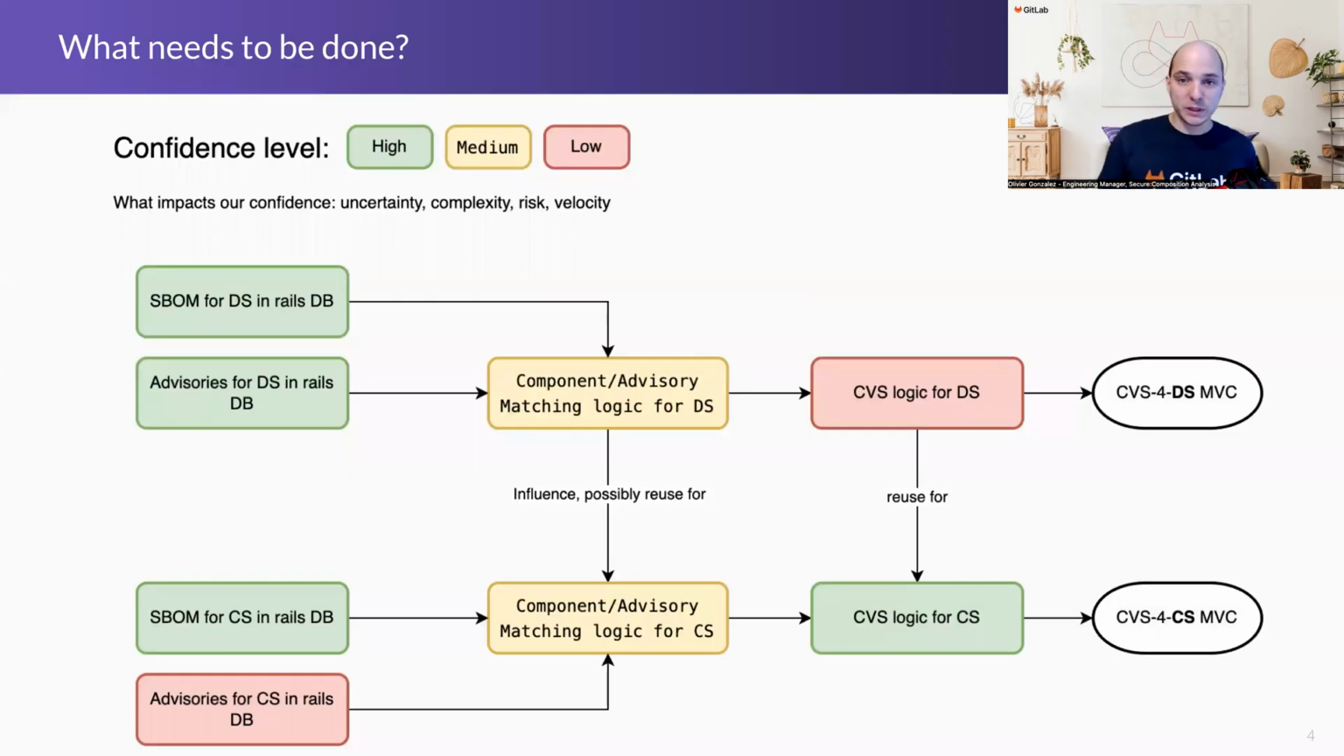So what needs to be done to achieve that? Because that's exciting, but there is a lot of work. Here you can see a simple diagram highlighting the big parts that need to be achieved. For both dependency scanning and continuous scanning, we will try to reuse and mutualize as much as possible between the two, but this also means there is some sequential aspect to the development of those parts. We also have a color code here to highlight our level of confidence in addressing those tasks. That is mainly defined by the level of uncertainty, complexity, risk, or velocity associated with each of those parts.